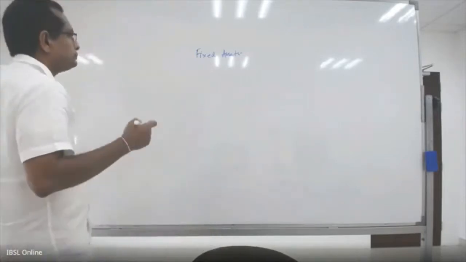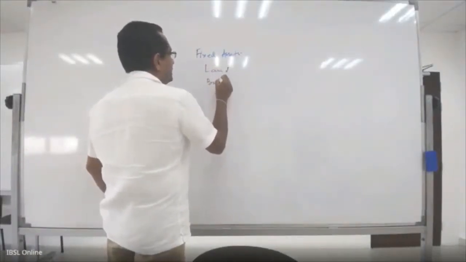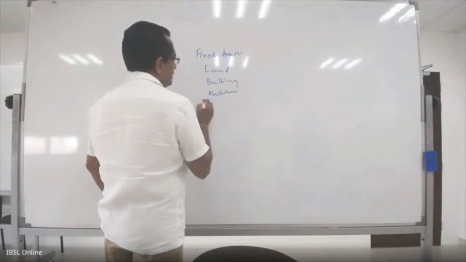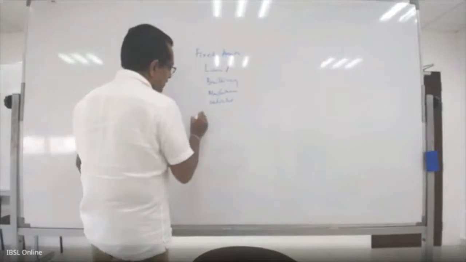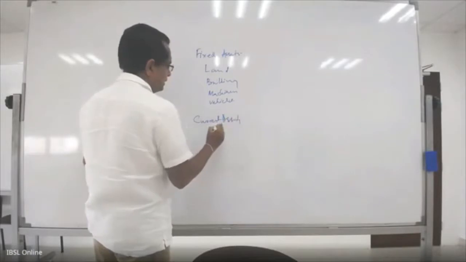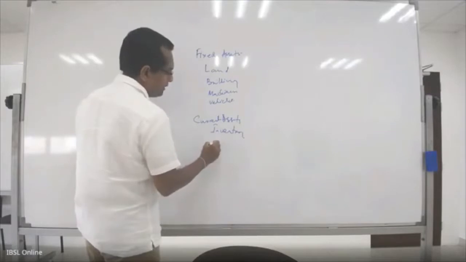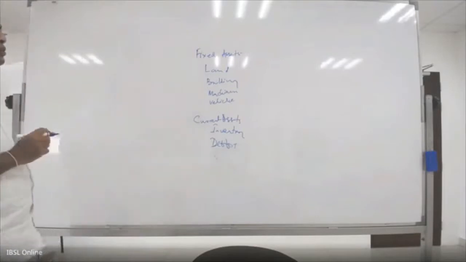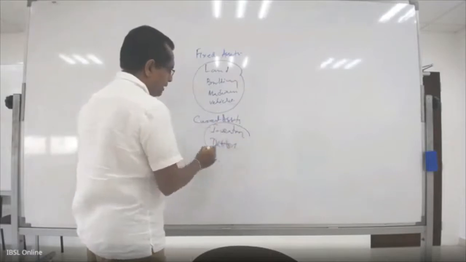Okay, right, thank you. So we have land, building, machinery, vehicles. This is our fixed assets. Then we have our current assets, right? Inventory, right? Then we have debtors, all other things. So our aim is to finance this part or this part.